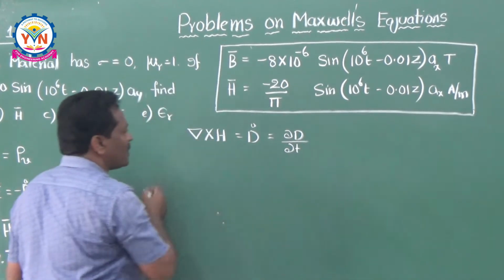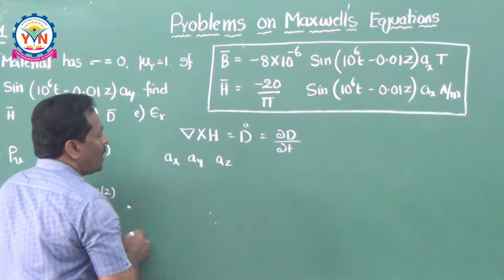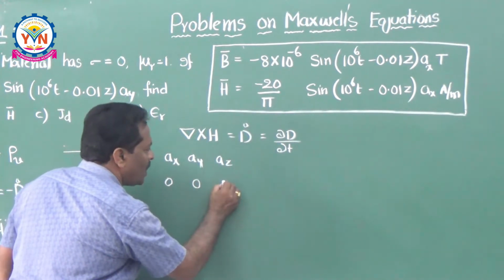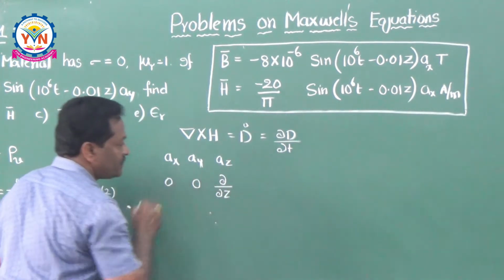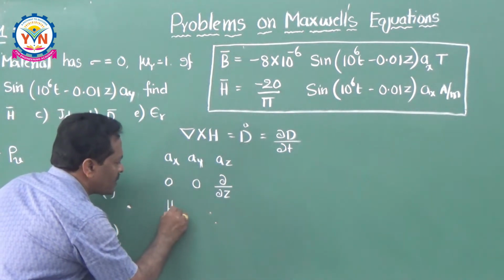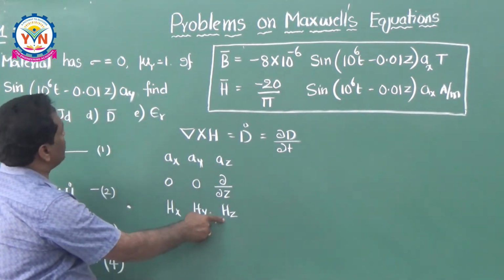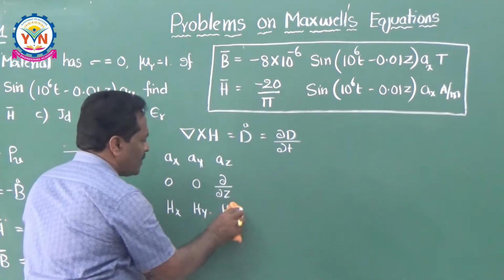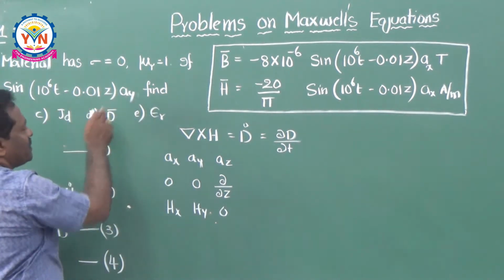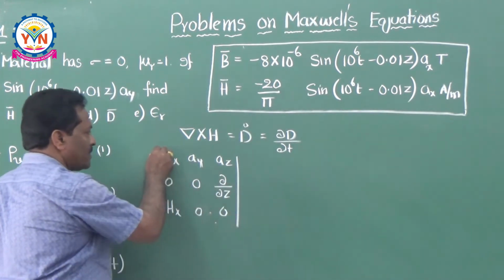So how to write down this del cross h? Ax, ay, az, and dou by dou x, dou by dou y, dou by dou z. Dou by dou x is 0, dou by dou y is 0, and it will come dou by dou z only from the definition of UPW. And one more thing is, you can say hx, hy, and hz. But as the wave is propagating in z direction, hz is equal to 0. That means you have to make it equal to 0. And already the electric field is in y direction. That's why magnetic field in y is not possible here. This is 0.